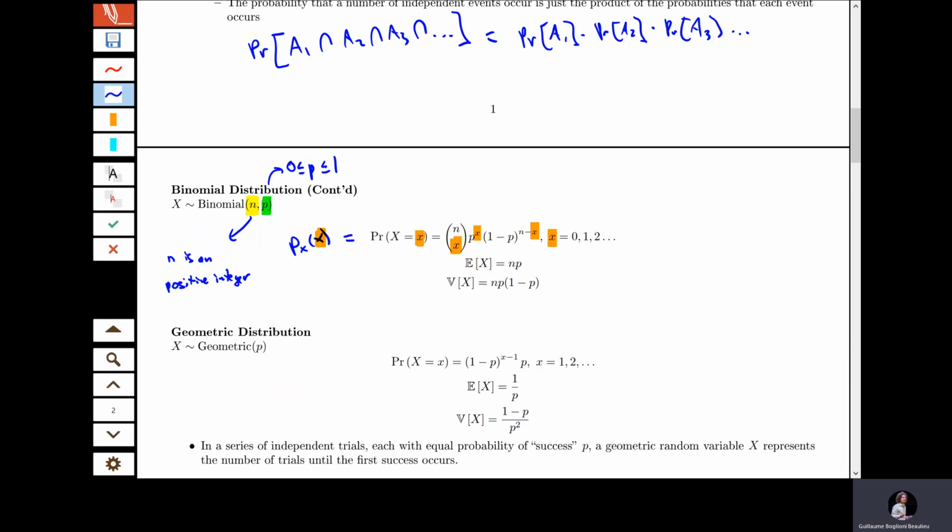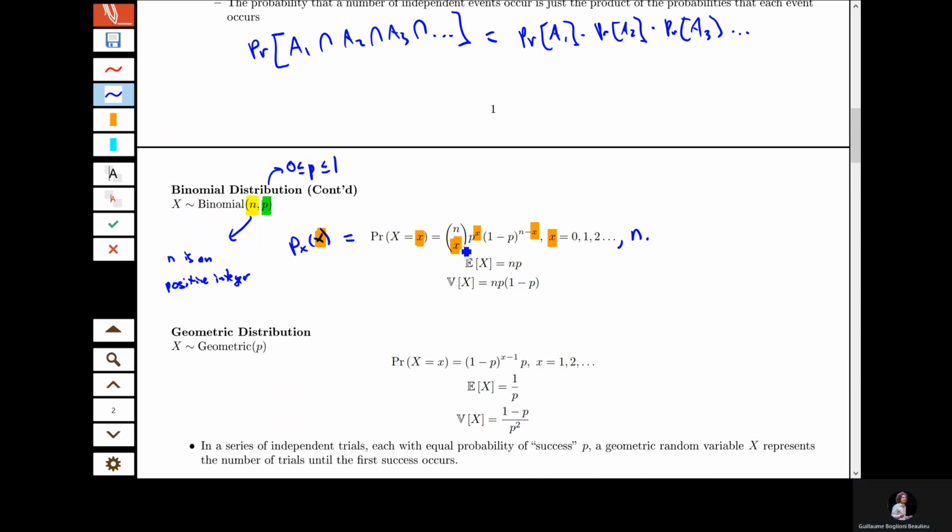For x, careful here that all the possible values of x are 0, 1, 2, up to n, so the maximum value x can take is of course n. If you have n trials in total, you might have 0, 1, 2, or up to n successes. And it's given by this expression, which is what?